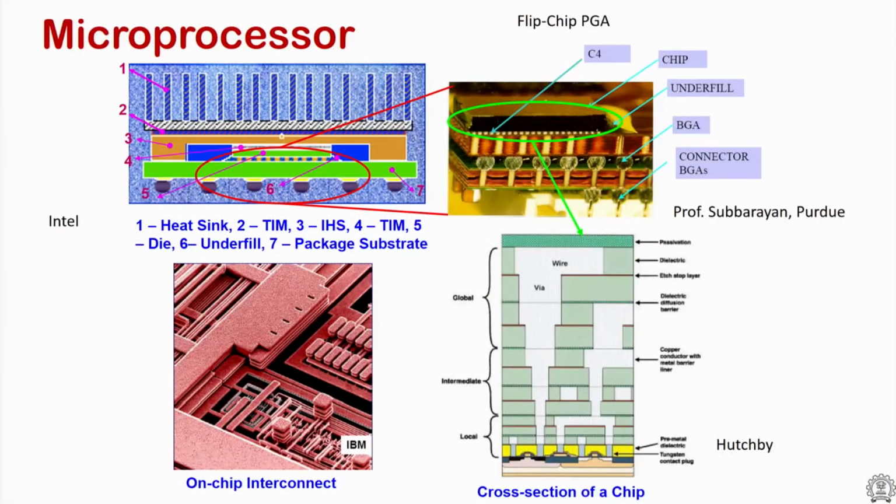Getting to a much deeper picture of this, if you look at a microprocessor, what is shown as number 1 in the slide at the top left corner is a heat sink, and number 3 is the integrated heat spreader, which is often copper, and number 5 is the so-called silicon die that we saw in an earlier slide. That die and the integrated heat spreader are bridged by what is called a thermal interface material.